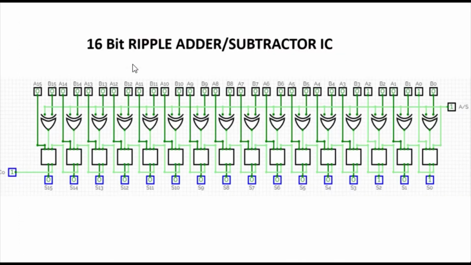Now next is the 16-bit ripple adder and subtractor. I already told you how to design this 16-bit adder subtractor in one of my previous videos, so I will give you the link inside the description box. So this is our 16-bit adder and subtractor. If this A and S is 0, this circuit will work as an adder, and if A and S is 1, this circuit will work as a subtractor.